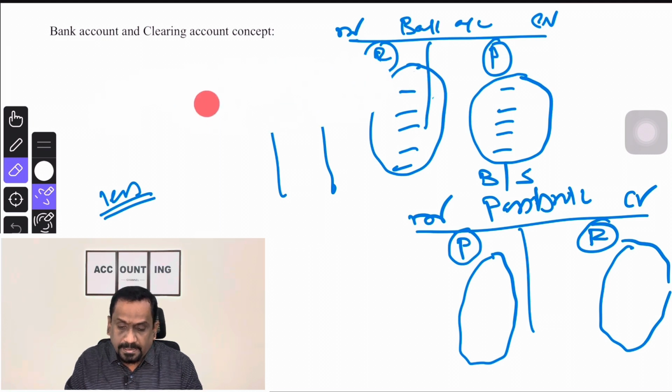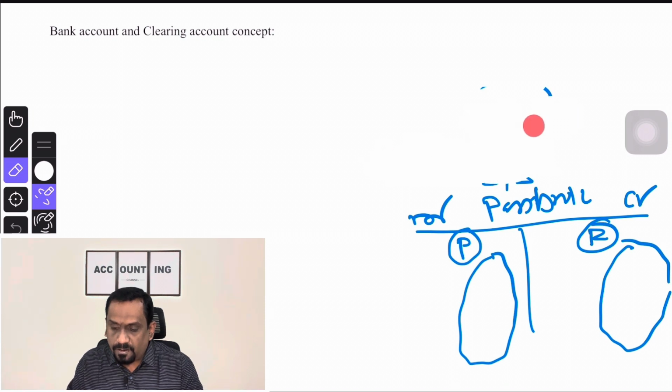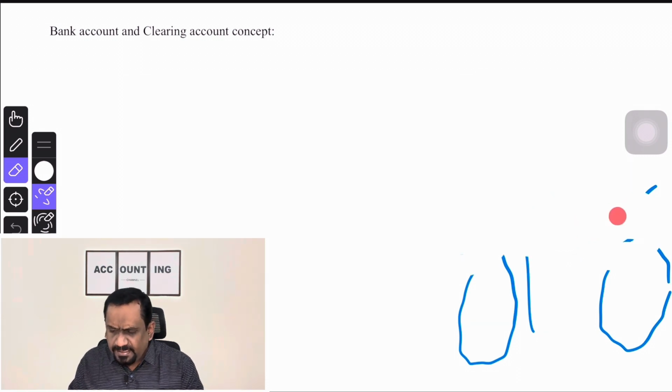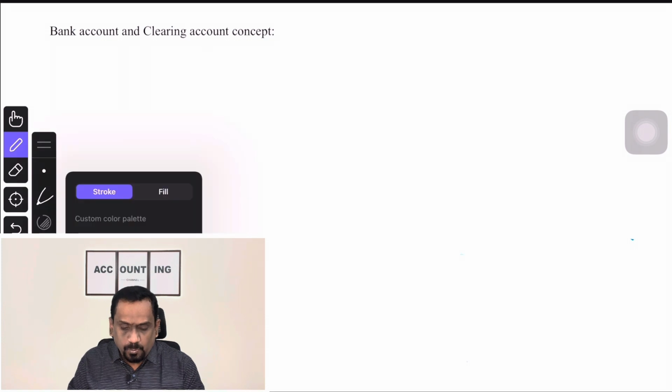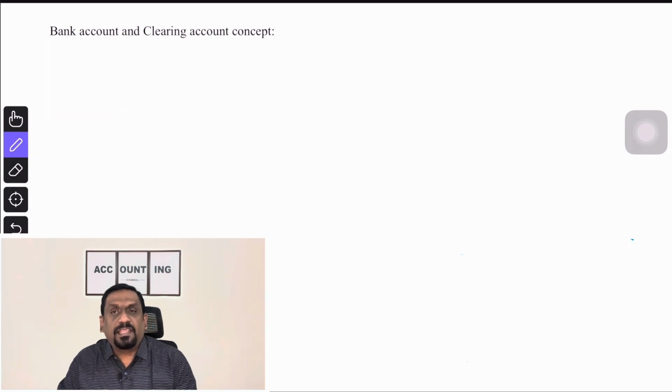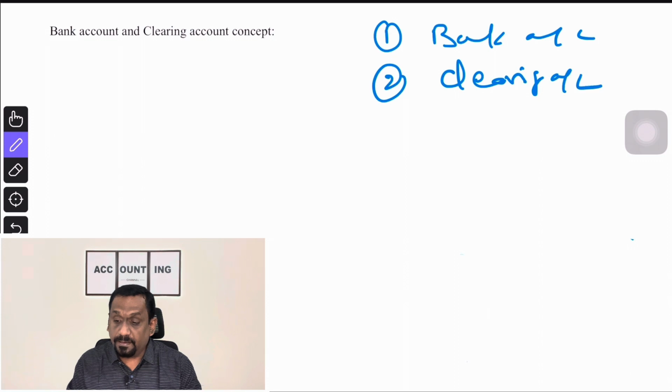Okay, now let us understand, do we follow the same methodology in our corporate environment as well? Yes, more or less the same. More or less we follow the same methodology. But one small difference here is we generally maintain a bank account, and we also maintain a clearing account along with the main bank account. For example, if I have one bank account, I will also have a clearing account along with that.